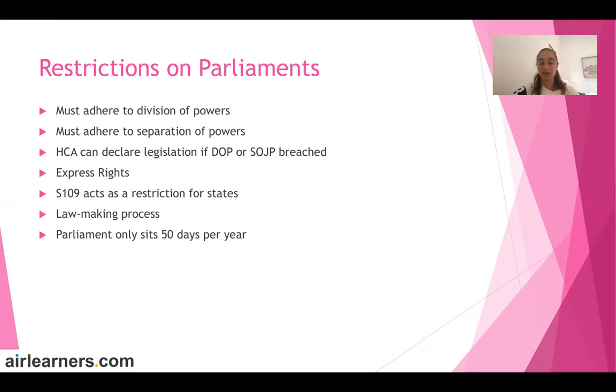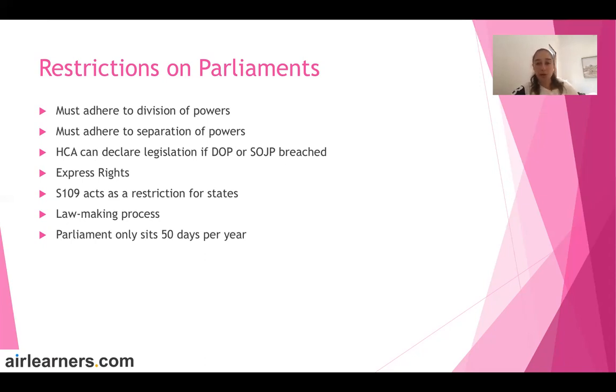Parliament must also adhere to the separation of powers, so they can only exercise legislative powers, not judicial or executive. And if Parliament was to breach the division or separation of powers, then the High Court would declare that legislation invalid and ultra vires. The express rights also act as a restriction on Parliament. Parliament cannot make a law which infringes upon our 5 express rights. Section 109 acts as a restriction for state parliaments in areas of concurrent power, because if they are to pass a law which is inconsistent with a Commonwealth law, then the state law will be rendered invalid.